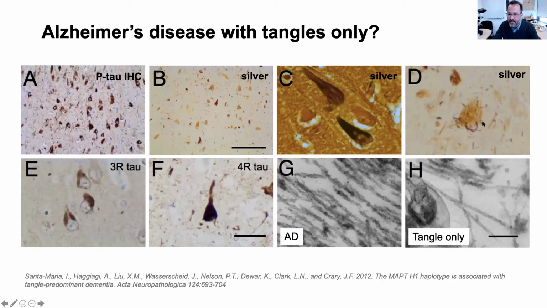We even see lots of these tombstone tangles. These are the ghost tangles, the remnant of the tangle after the cell has died, and they're not quite as dark in these stains. These are more stains with antiserum that is specific to the different forms of tau. Here's a 3R tau stain, which is positive, and a 4R tau stain, which is positive. This is the same tau isoform profile that you see in Alzheimer's disease. And so the pattern matches.